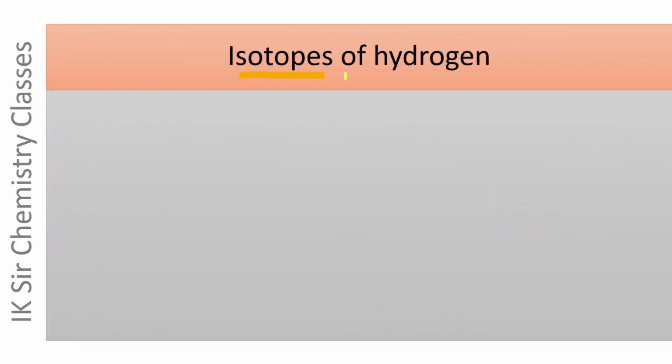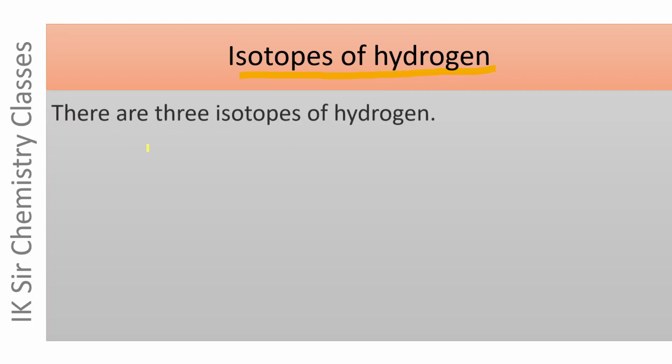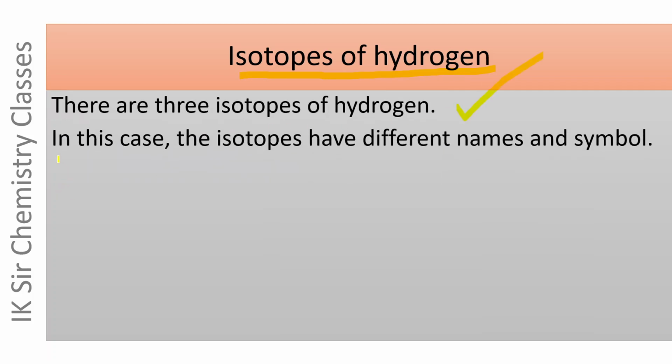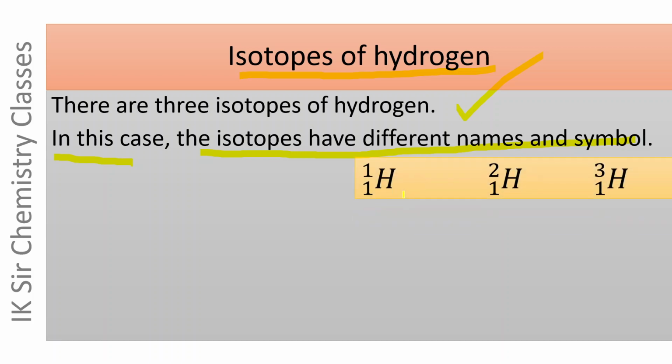Isotopes of hydrogen. There are 3 isotopes of hydrogen, and in this case the isotopes have different names and different symbols. It is not true in the case of isotopes of other elements. Let us see the isotopes of hydrogen.